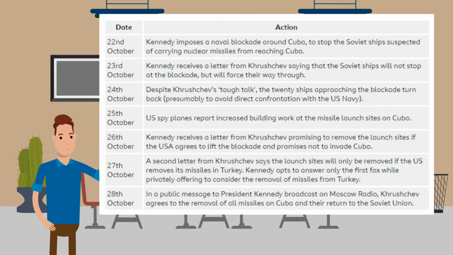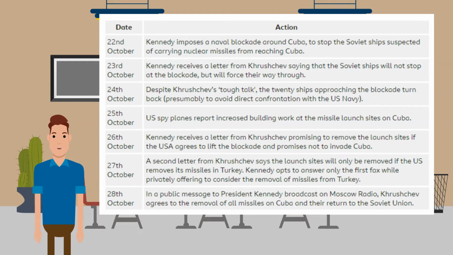So here's a brief rundown of the naval blockade timeline. On the 22nd of October, Kennedy imposes a naval blockade around Cuba to stop the Soviet ships suspected of carrying nuclear missiles from reaching Cuba. On the 23rd of October, Kennedy receives a letter from Khrushchev saying that the Soviet ships will not stop at the blockade but will force their way through.